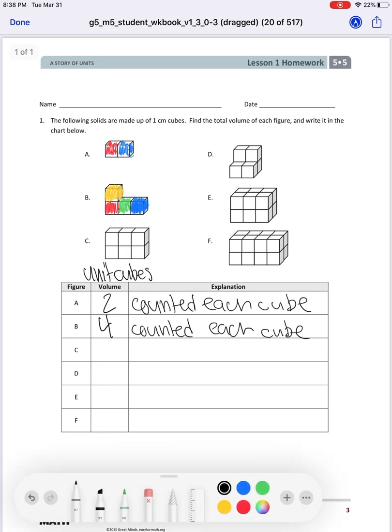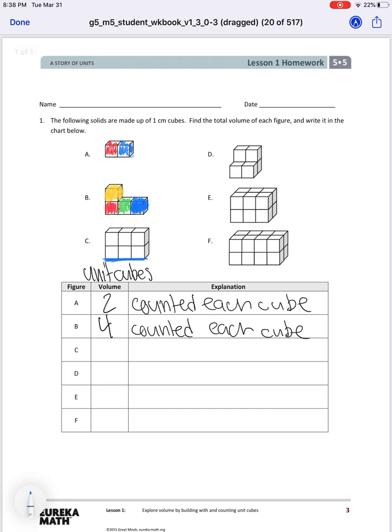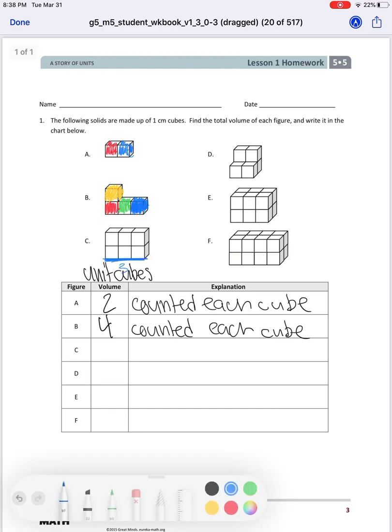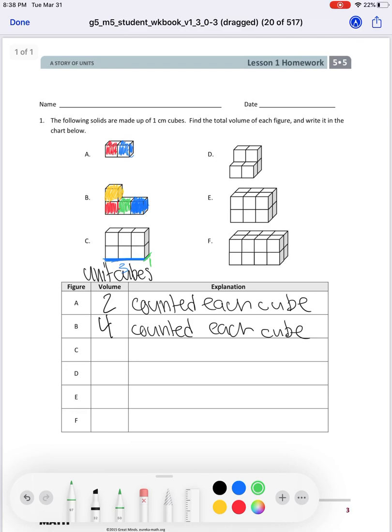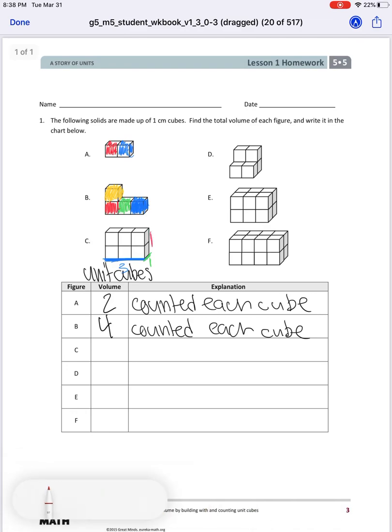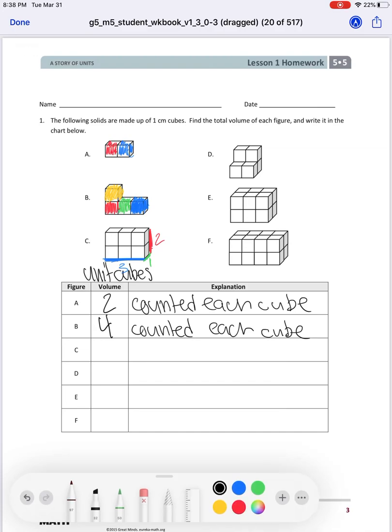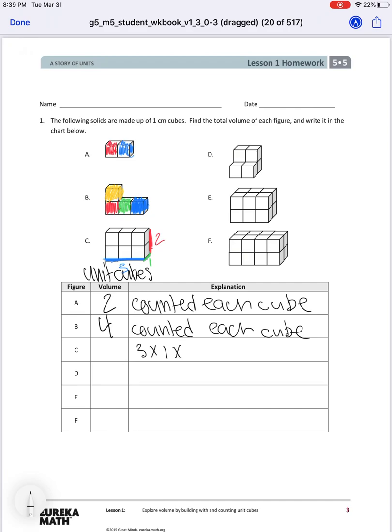Okay, letter C. Now, letter C, we can start to work with that formula, length, width, and height. So I'm going to look at this, and we have a length, coloring it in, of 3. We have a width of 1. I know I told you to look for width last. I'm sorry. And then we have a height of 2. But the important thing here is that we are labeling. So here we have 3 cubes by 1 cube by 2 cubes. So we can do that math by doing 3 times 1 times 2, which equals 3 times 1 is 3, times 2 is 6, so we get 6 unit cubes.